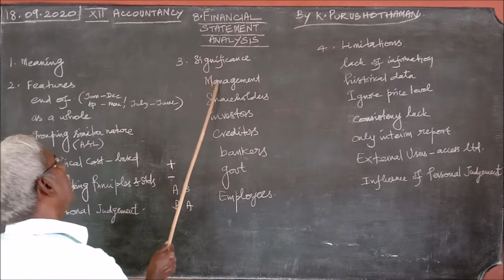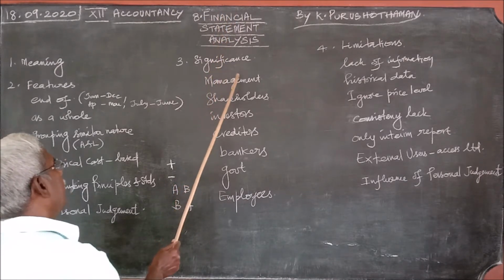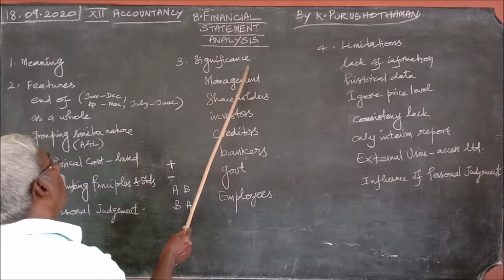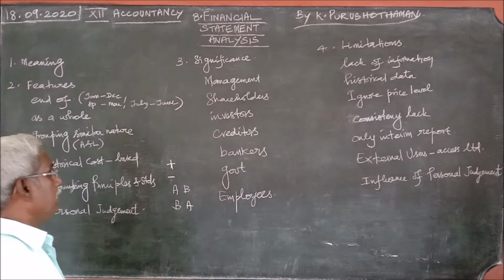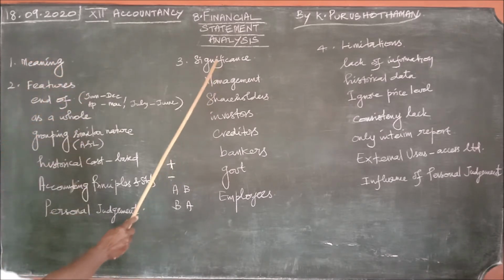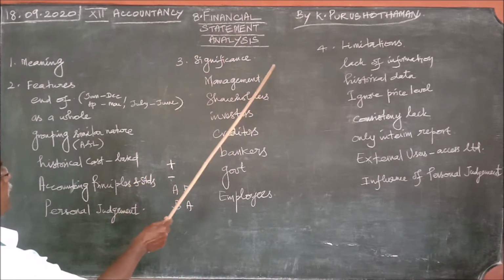How can they give the information? Only after preparing the financial statement can the management do their duty. Because after the preparation of the financial statement only, they will come to know how the business is run. They will have some knowledge about the business. The pluses and minuses of the business, as I said in the beginning, they will come to know after the preparation of this financial statement. This is the first significance.